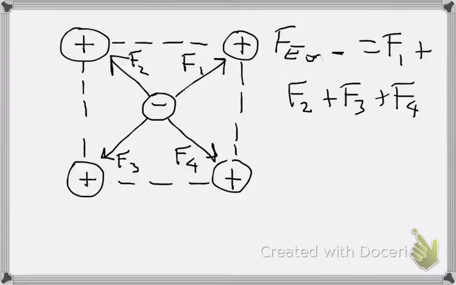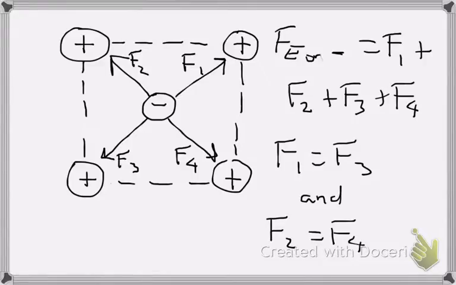And if you look at directions, we have F1 and F3, they are pointing exactly opposite to each other. This is a perfect square. One is pointing to one diagonal corner, one's pointing to the other diagonal corner. So F1 equals F3. And F2 equals F4. You might see where I'm going with this. If they're equal, that means there's no net force.